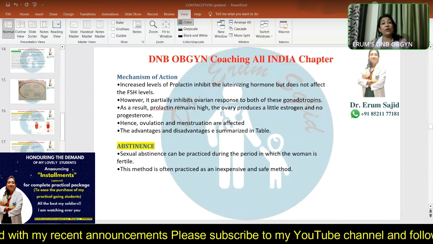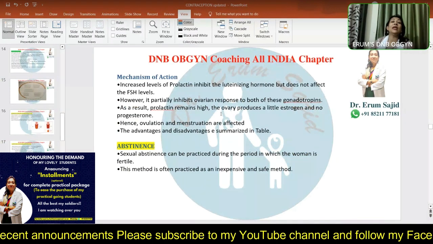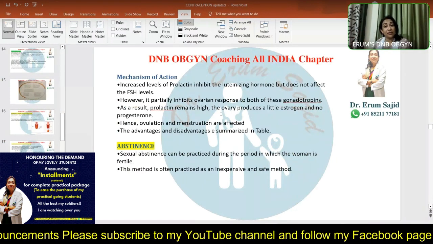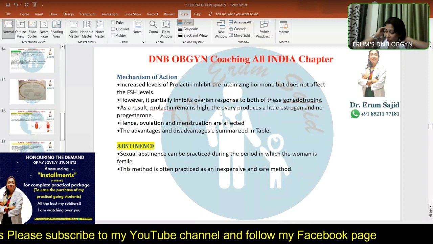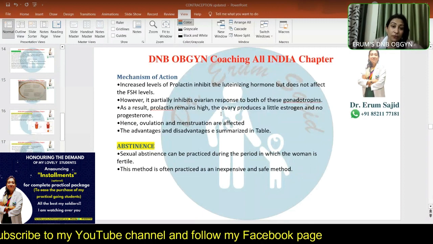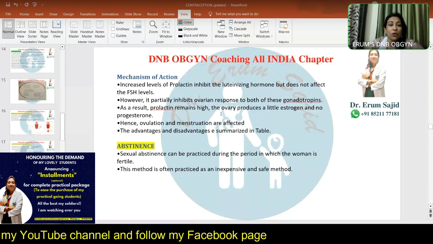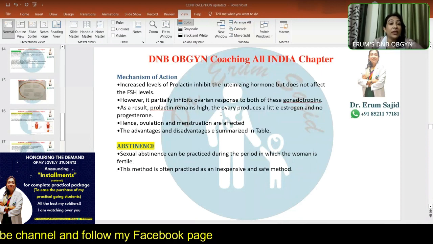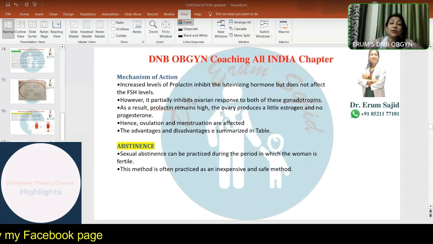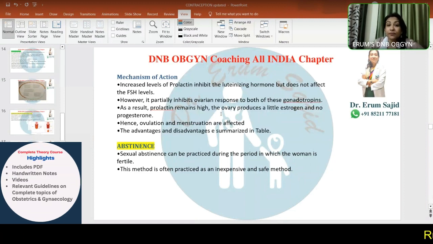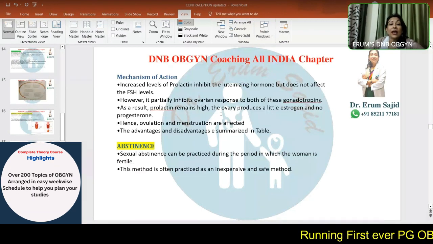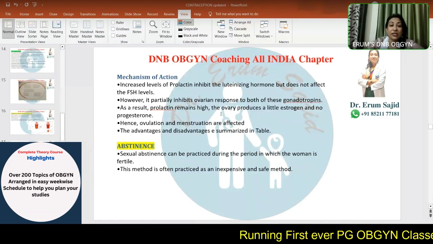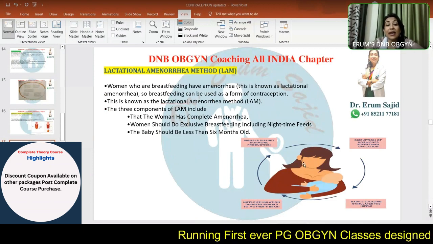At the same time, the ovary, because of high prolactin level, is kind of inhibited from being acted upon by these gonadotropins, especially FSH. So the level of FSH might not be in the hand of prolactin, but prolactin definitely reduces the level of LH, which obviously if the surge is not there, ovulation will not take place. And at the same time, it makes the ovary a little stunted to the response of these gonadotropins. That's the idea. That's the physiology. So as a result, prolactin remains high, the ovary produces little estrogen, no progesterone, and ovulation and menstruation are both affected. And that's the idea behind this lactational amenorrhea period.